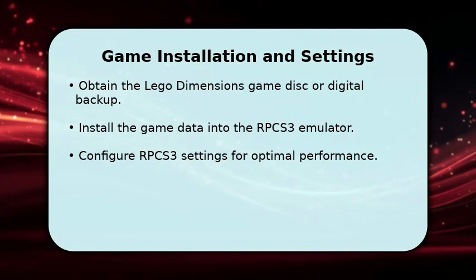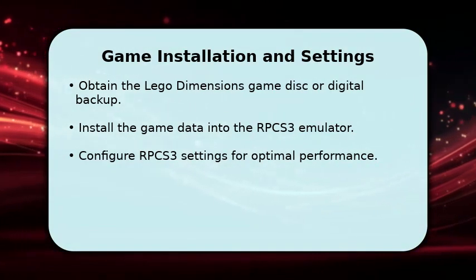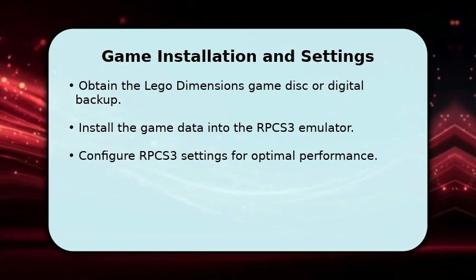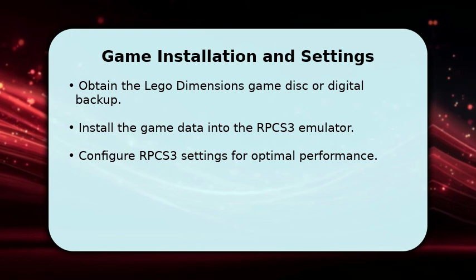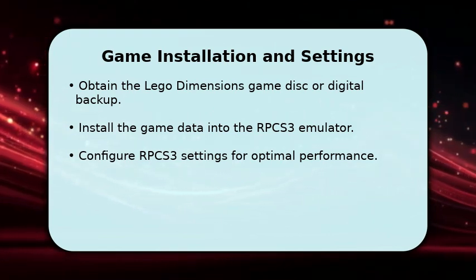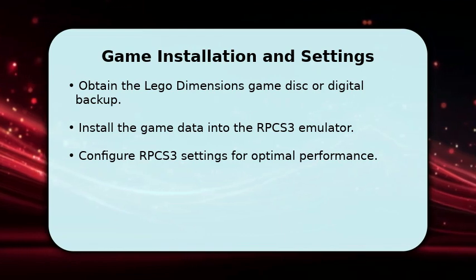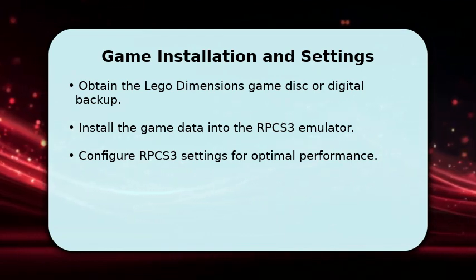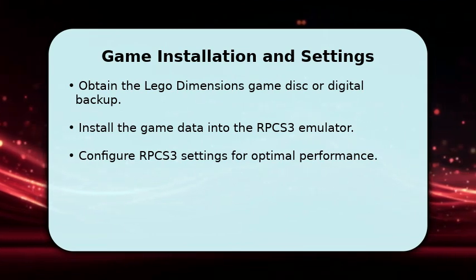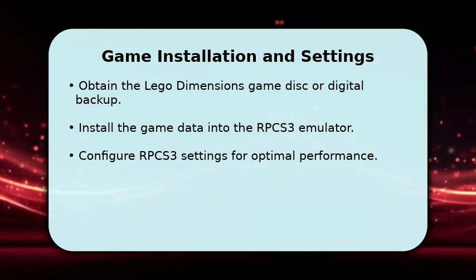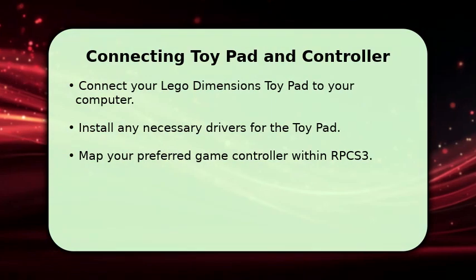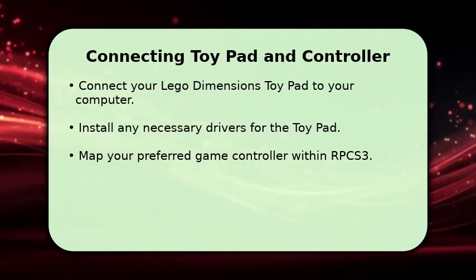Once RPCS3 is set up, you will need to acquire the LEGO Dimensions game itself, either from a physical disc or a digital backup. Install this game data directly into the emulator. After installation, navigate to the RPCS3 configuration menu. Here, you can fine-tune various settings, including graphics and audio, to achieve the best possible performance and visual quality for your gameplay experience.